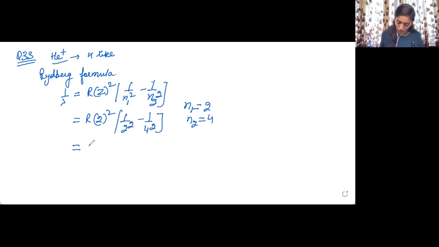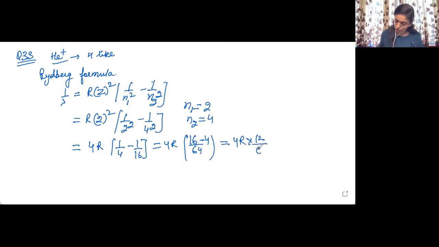So it will be equal to 4R into 1 upon 4 minus 1 upon 16, equal to 4R into, it will become 64, 16 minus 4. It will be equal to 4R multiplied by 12 upon 64. So this will come out to be equal to 3 upon 4R.